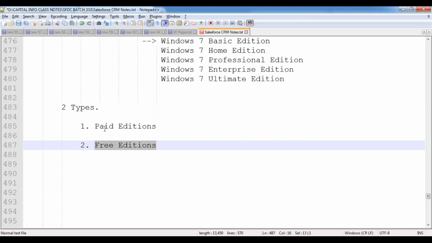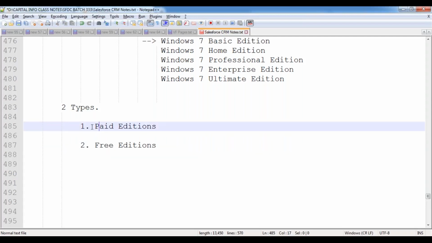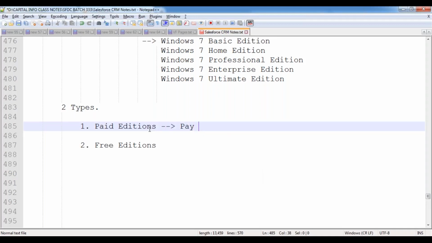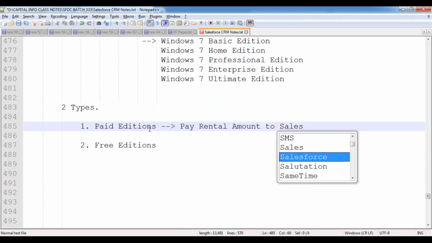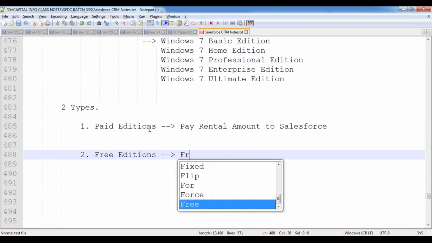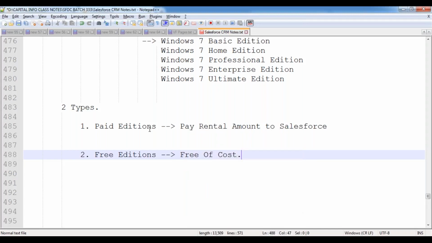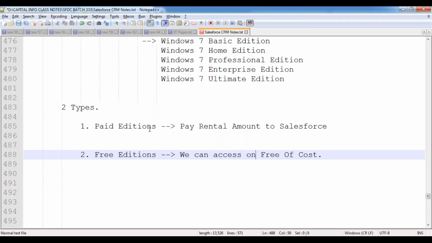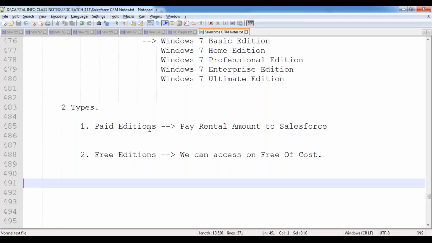So we have two types of editions: paid editions and free editions. Paid editions mean we have to pay a rental amount to Salesforce. Free editions are free of cost. We can access them and utilize the edition features without paying any amount to Salesforce.